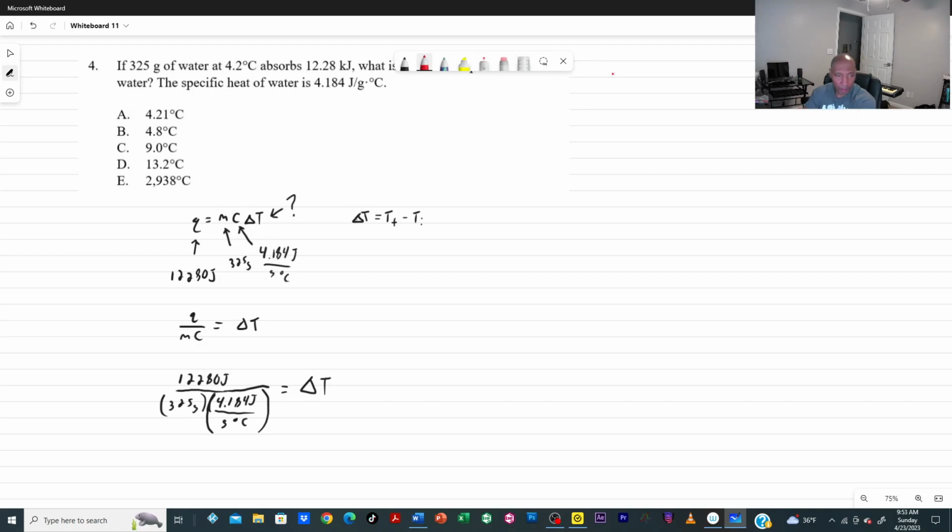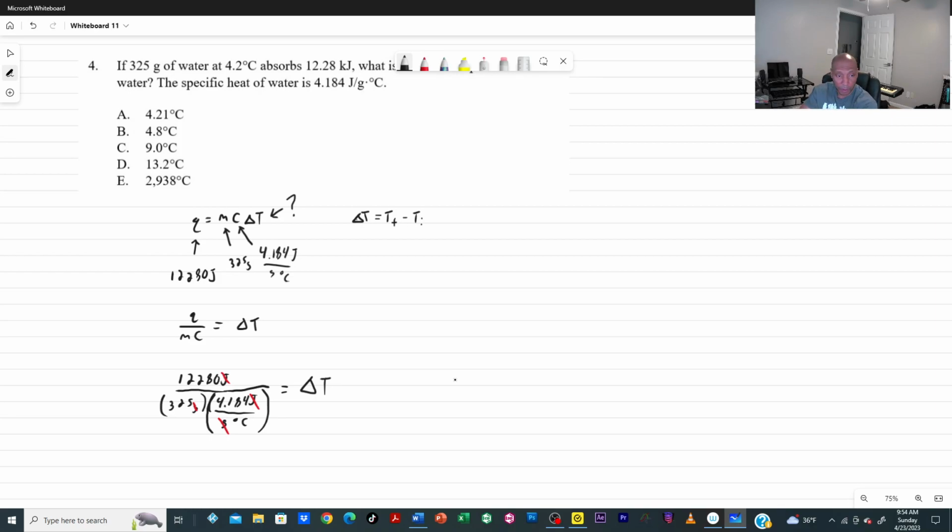Since delta T is going to be in degrees Celsius, everything should cancel out except degrees Celsius. Let me go ahead and cancel out some units. I have joules in my numerator, and I have joules in the numerator of the denominator, which means they cancel out. I have grams in the denominator and grams in the denominator of my denominator, which means I have grams in the numerator, so they cancel out. The only thing I'm left with is degrees Celsius in the denominator of my denominator, so that means I have degrees Celsius in my numerator. Okay, which is exactly what I want, since I'm trying to find the change in temperature.